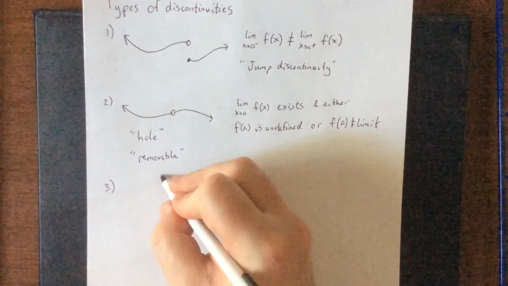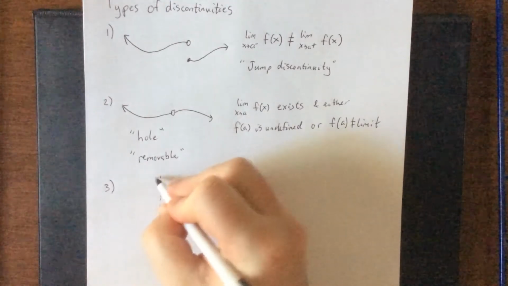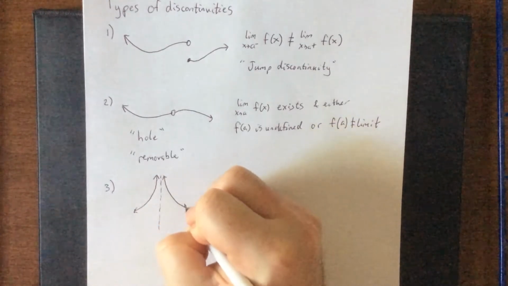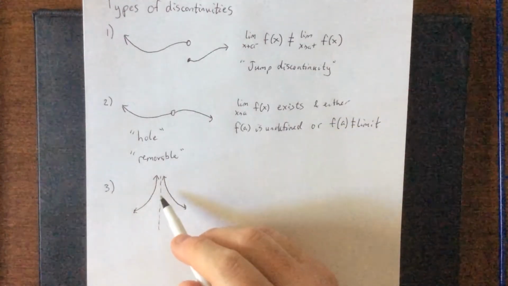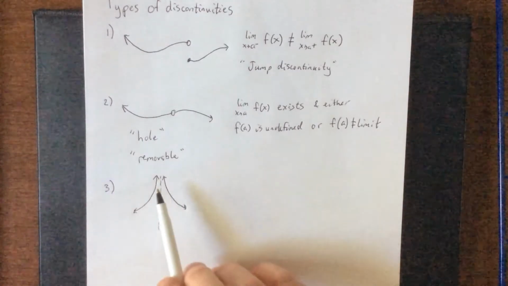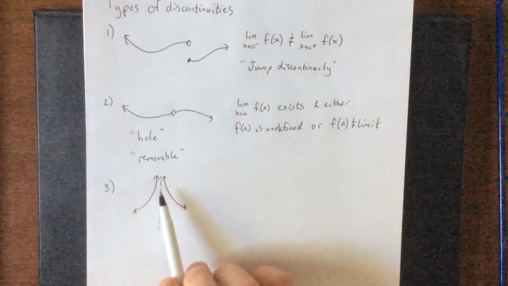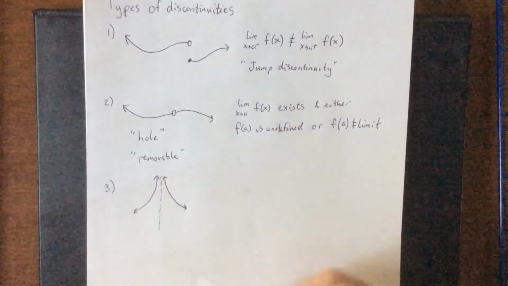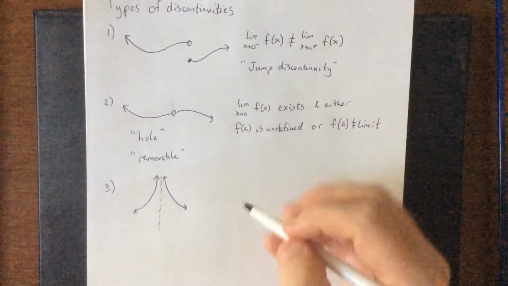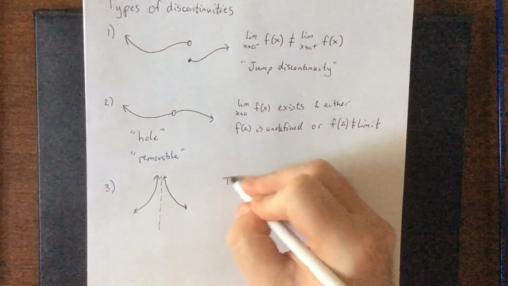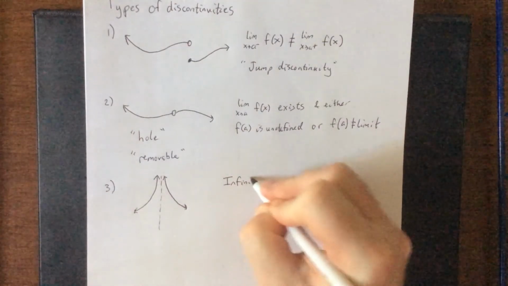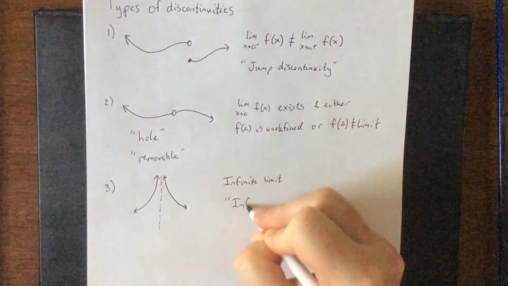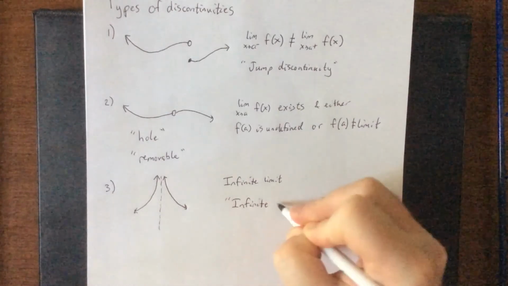The third possibility is you have a discontinuity anytime you have a vertical asymptote. Now, vertical asymptote implies one of six things. The one-sided limit is either equal to positive or negative infinity, coming from the left or the right, or the two-sided limit is equal to one of those two things. So in this case, this comes from an infinite limit, and so we call it an infinite discontinuity.